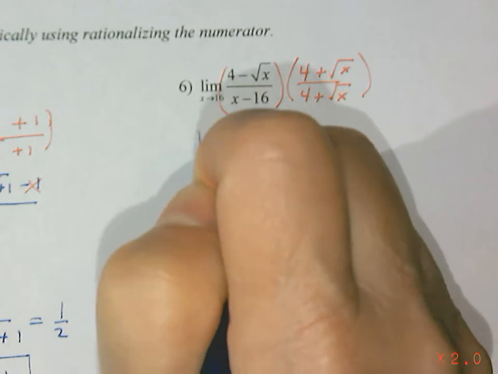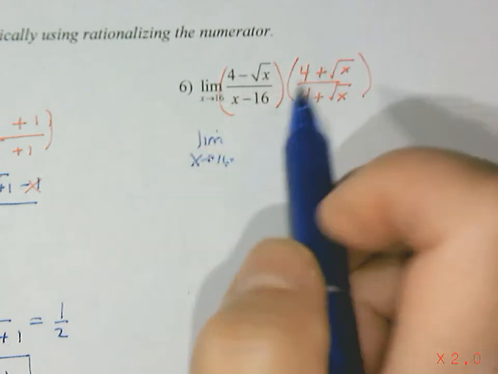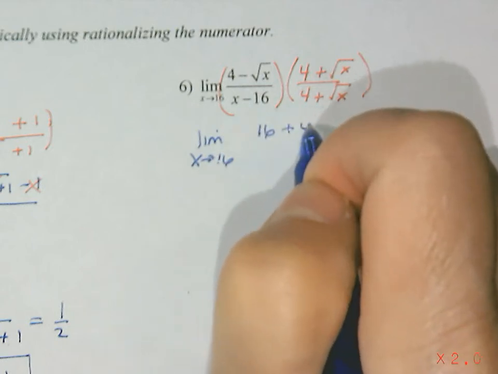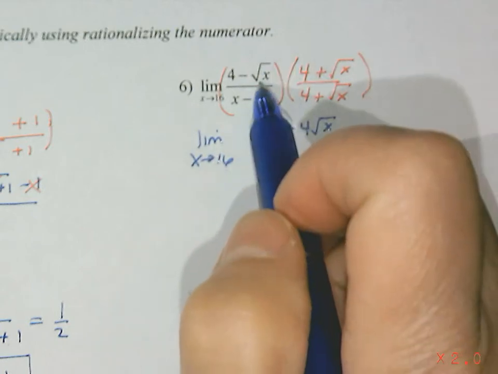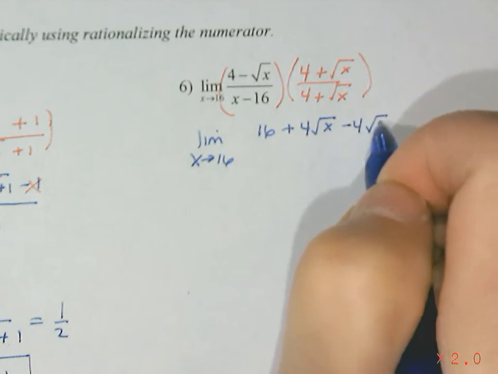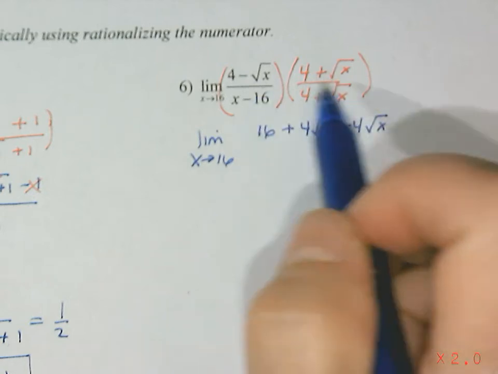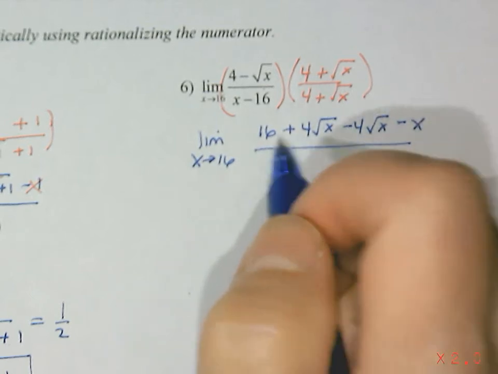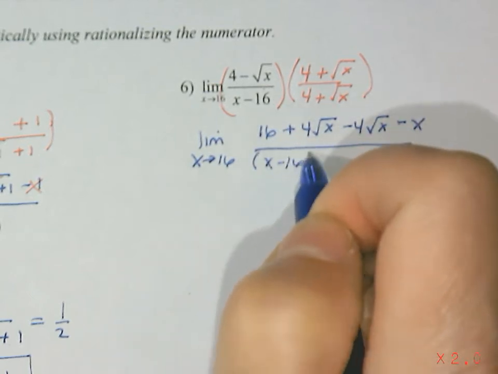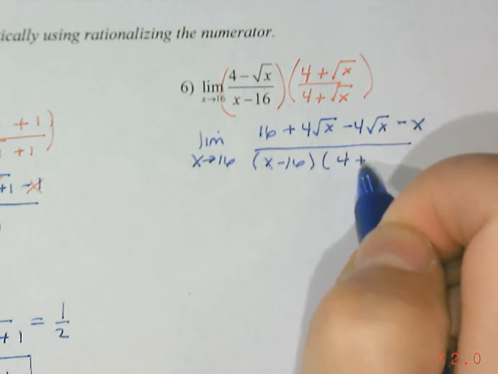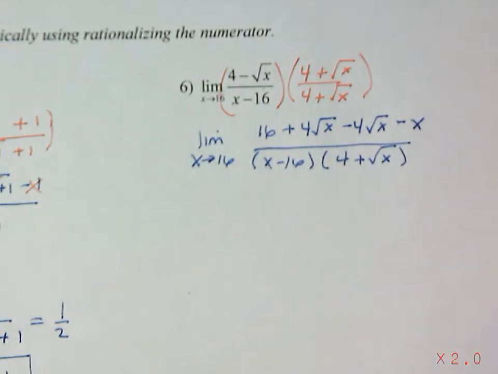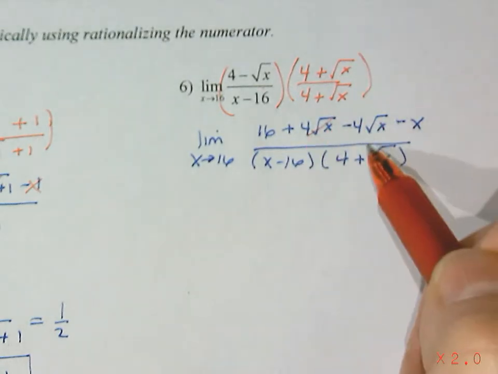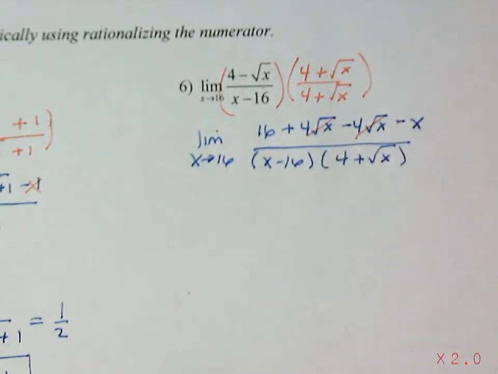So I'd have the limit as x approaches 16. 4 multiplied by 4 is 16, plus 4 square roots of x, minus 4 square roots of x, and a negative square root of x times a positive square root of x is minus x. Once again, I'm not going to multiply my denominator together. You're going to see why in a minute. So the positive 4 square roots of x and the negative 4 square roots of x is 0.